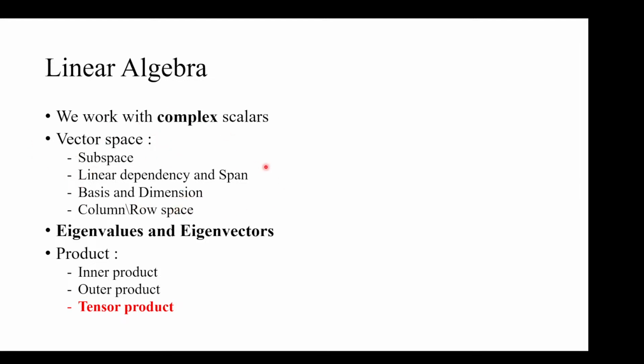So we know there are vector spaces, and the vector spaces have subspaces, and different vectors can have linear dependency and span, and a vector space has a basis, and the number of basis elements is the dimension. So a very quick review of basis: a set of vectors that span your vector space, and there are column and row spaces. Okay, and a more important concept we'll use a lot is eigenvalues and eigenvectors. So there are eigenvalues and eigenvectors of matrices.